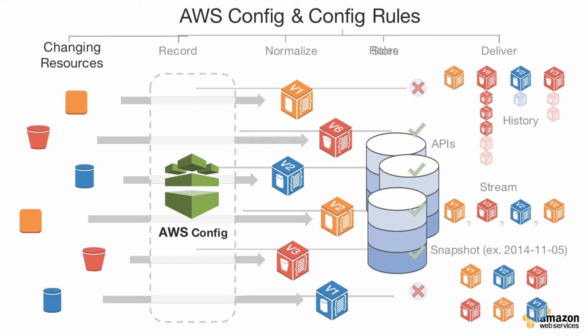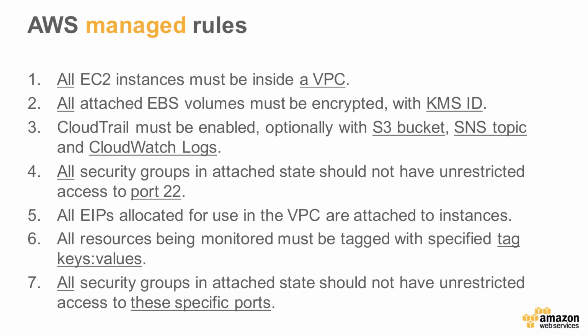We have some managed rules built in the box. Out of the box, you get to use them. Like, hey, all the instances must be in the VPC, so that nobody, and some customers still have classic access, right? They can go out and fire up an instance in EC2 Classic. EBS volume must be encrypted when it is attached to my instance, right? CloudTrail must be enabled. If it is not, let me know.